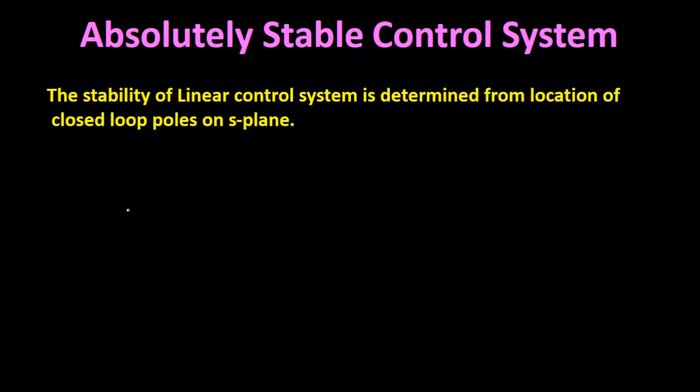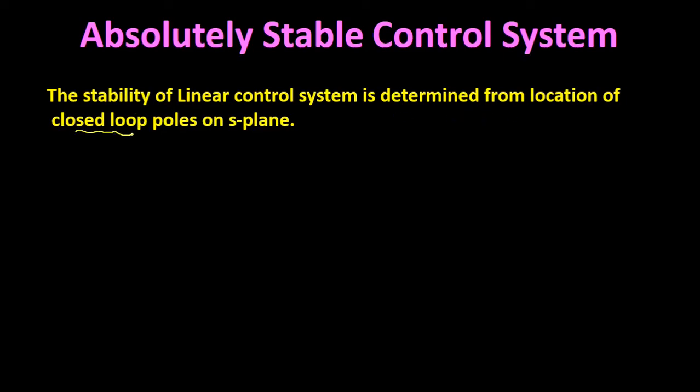In the last lecture we have discussed the classification of control systems based on stability with the help of real life examples. In this lecture we are going to discuss absolutely stable control system with the help of pole zero plot. The stability of linear control system is determined from the location of closed loop poles in the S-plane.